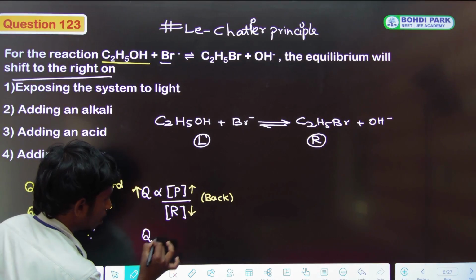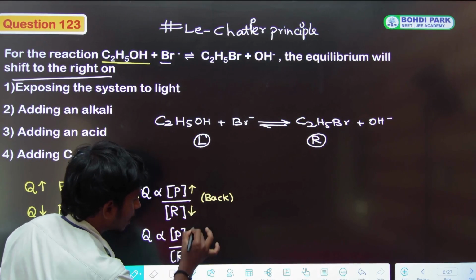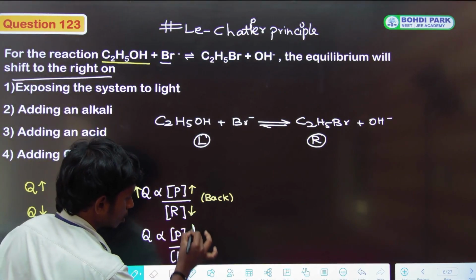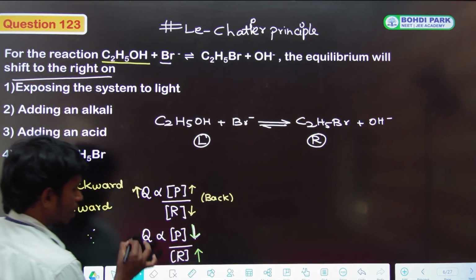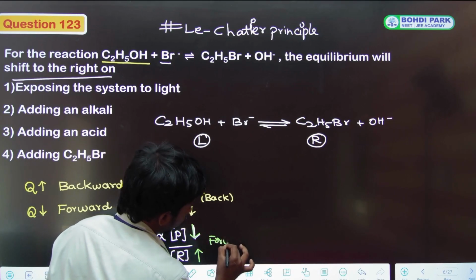If Q is directly proportional to P by R, if product value decreases, ஒருவேளை product decrease ஆகுது அப்படின்னா, இல்ல reactant increase ஆகுது அப்படின்னா, the Q value will get decrease. It will lead to the movement of forward direction.